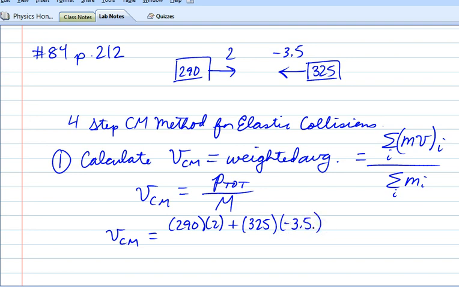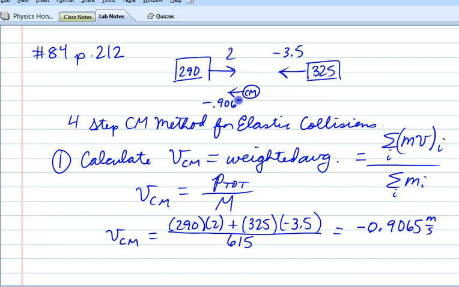That's what we had to do previously to calculate the initial momentum of the system, and now we divide by the total mass, which is 615. So this gives us negative 0.9065. And one way to think about this for the center of mass is that there's an imaginary floating object called the center of mass, which is moving in the negative direction at 0.9065. And it's important to draw that for the next step.